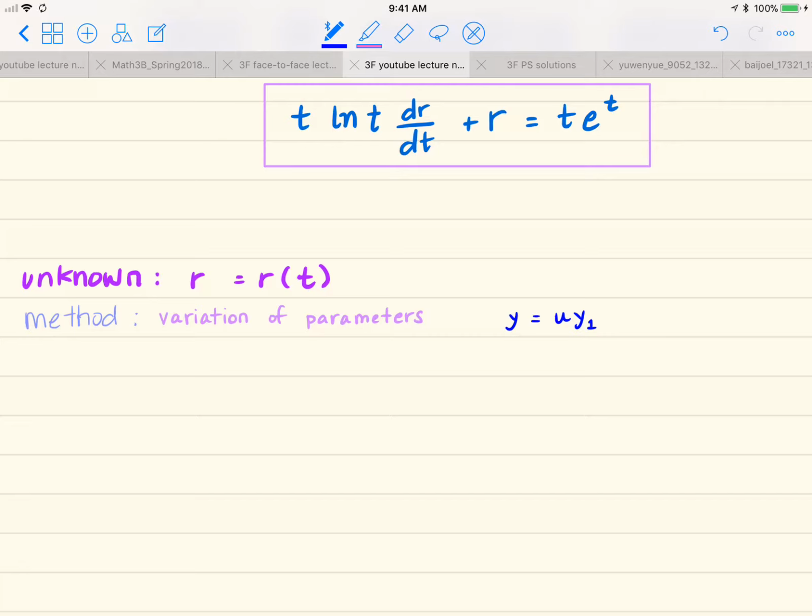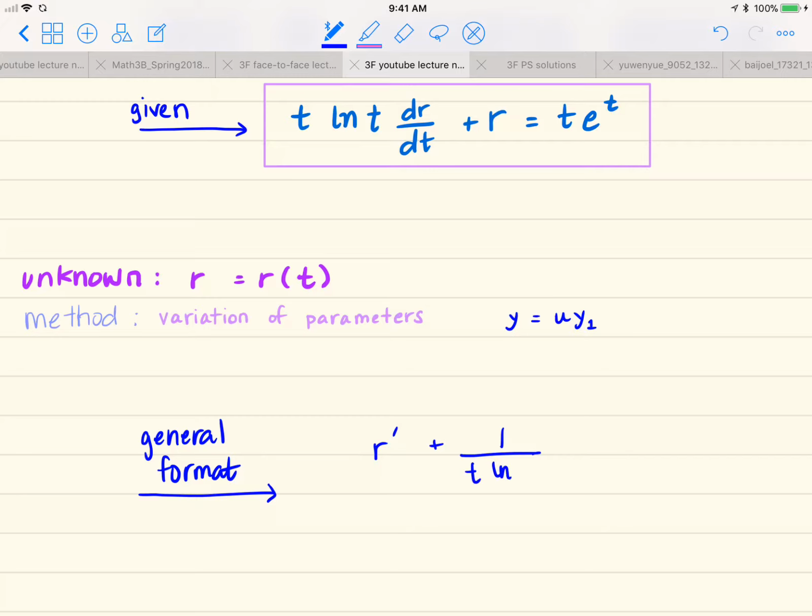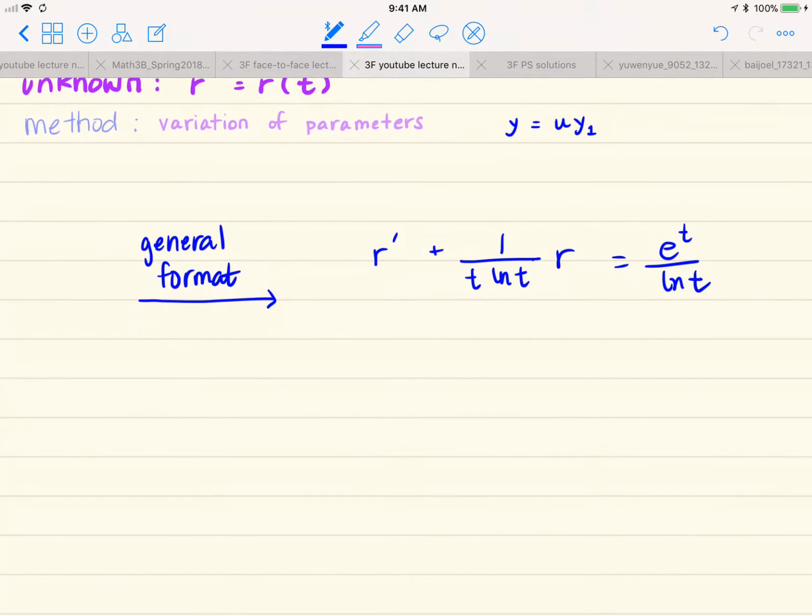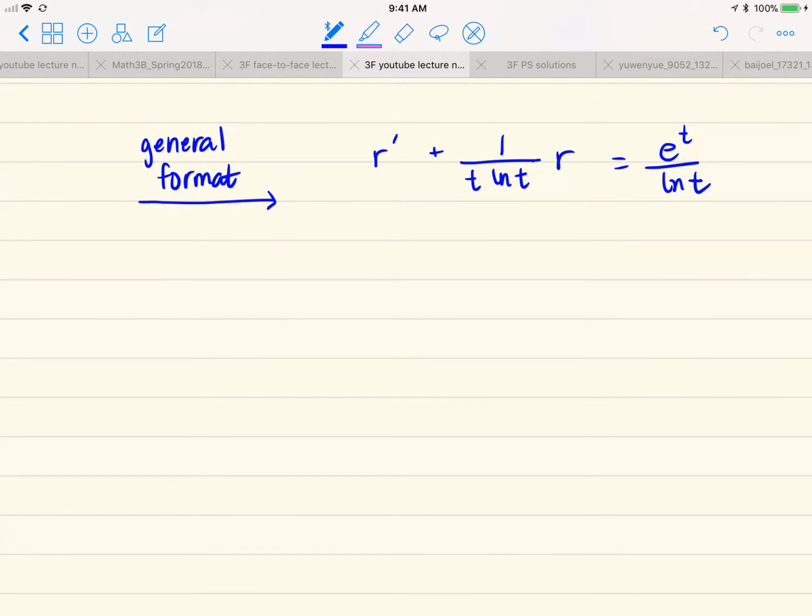Okay, but in order to do that, first thing we need to do is to put our given differential equation in general format. So let's see here. So general format will be r prime plus 1 over t natural log of t, r equals e to the t over natural log of t. Okay, so now our step 1 is find a solution to the complementary equation.